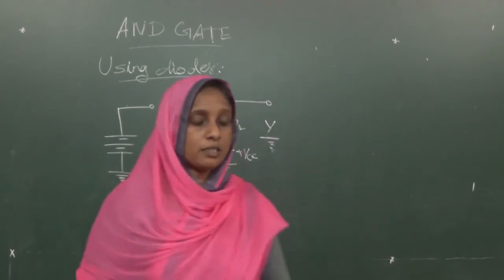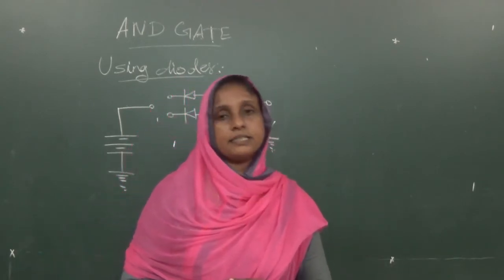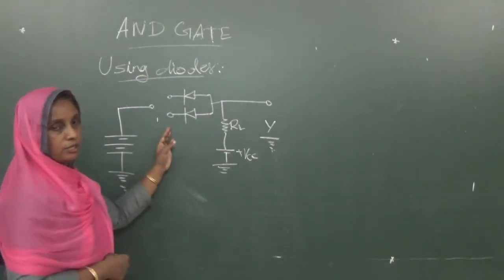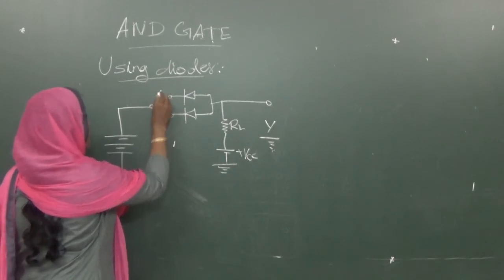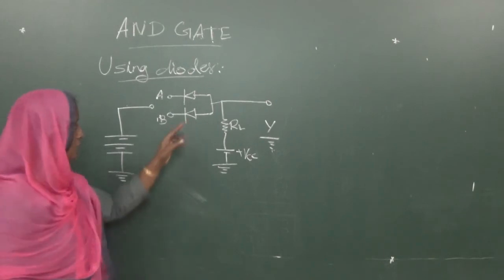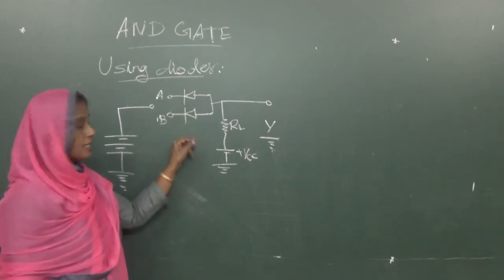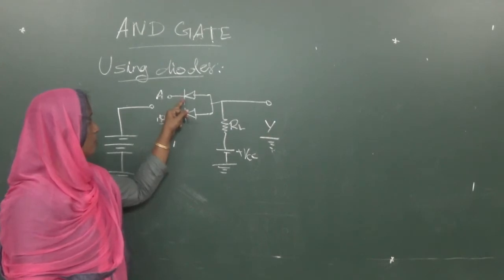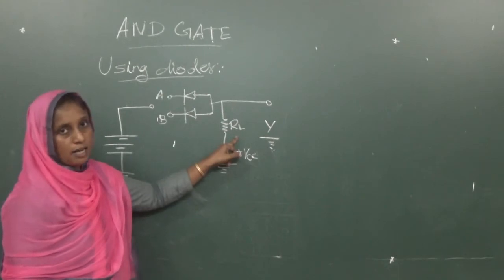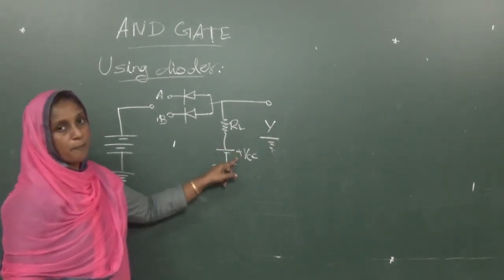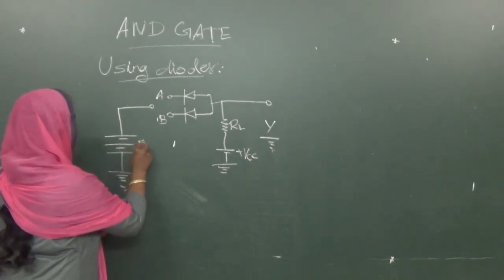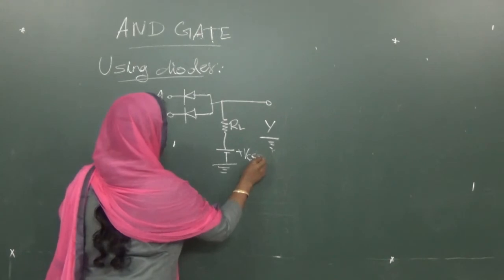Now, we will check how to construct an AND gate using 2 diodes. The circuit is shown here. These are the 2 inputs, A and B. The 2 diodes are connected like this. This is the negative point of the diode, and this is the positive part. There is a load resistor RL and a power supply plus VCC. Let it be 5 volts.